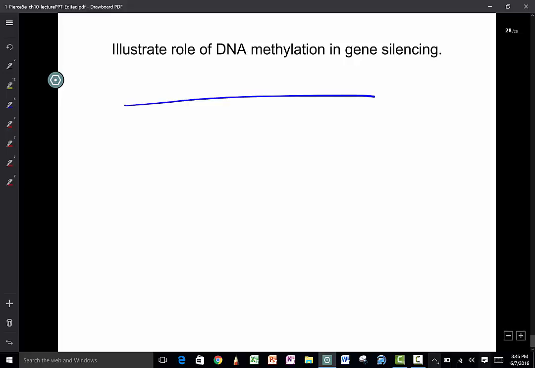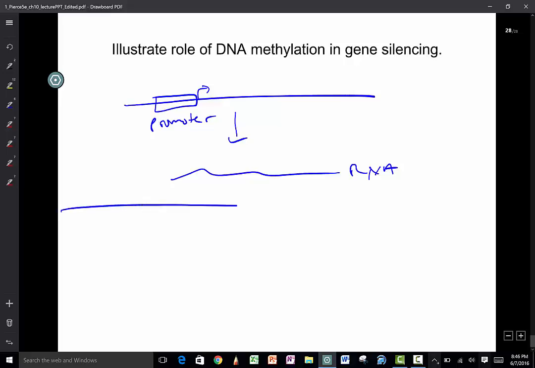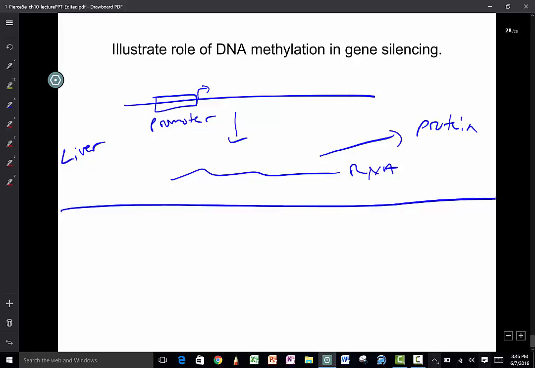So we've got our gene promoter, which gets transcribed into RNA. So that's one. Let's say that's in a liver cell, and this goes and becomes a protein, and we need to have that protein in the liver cell. Now maybe this is in the kidney cell. We don't need this gene. We need the gene to be turned off.